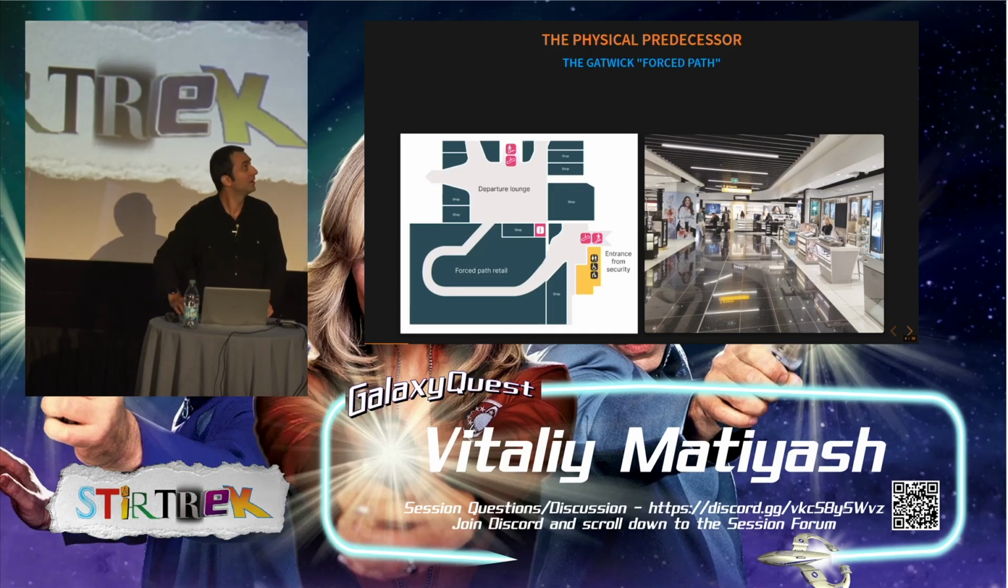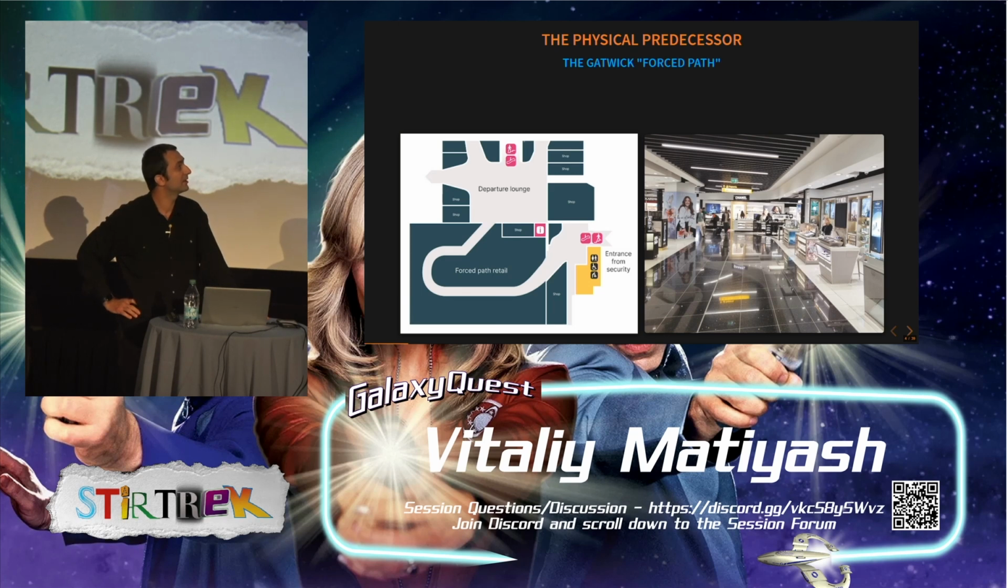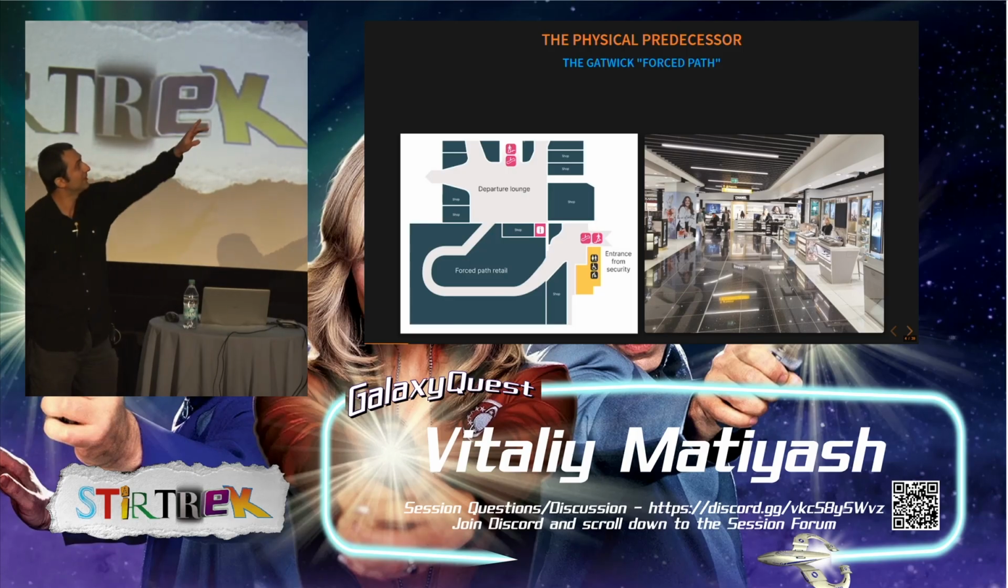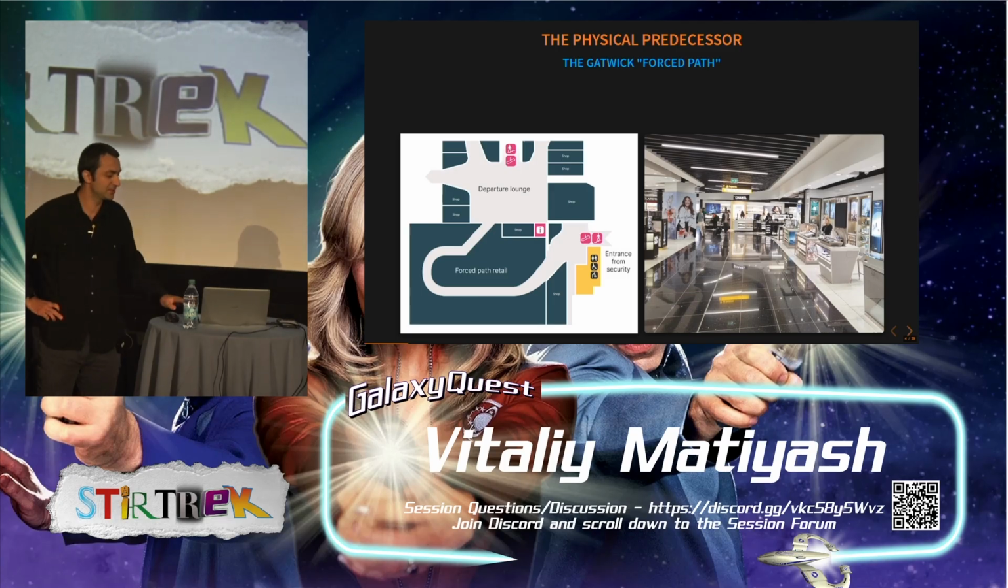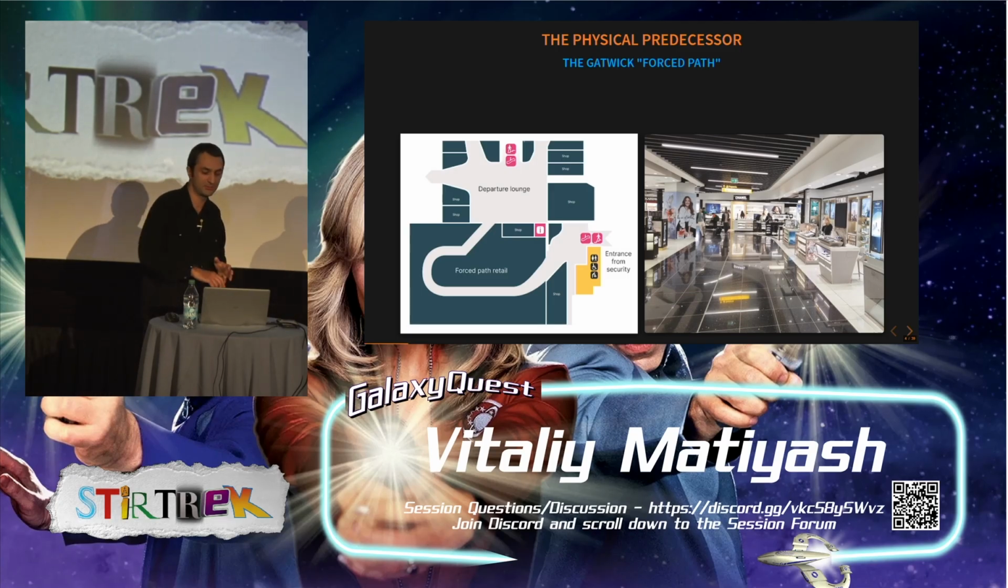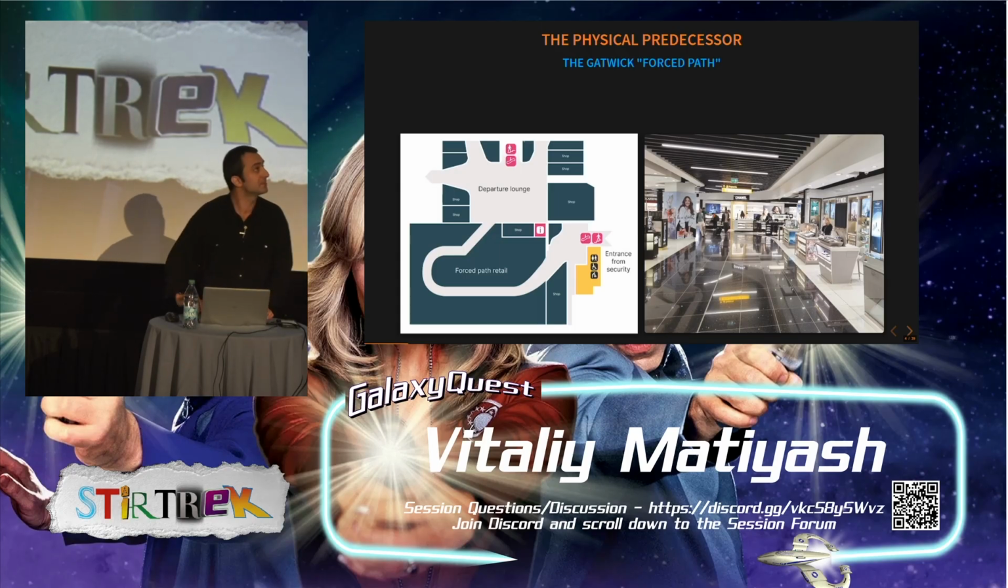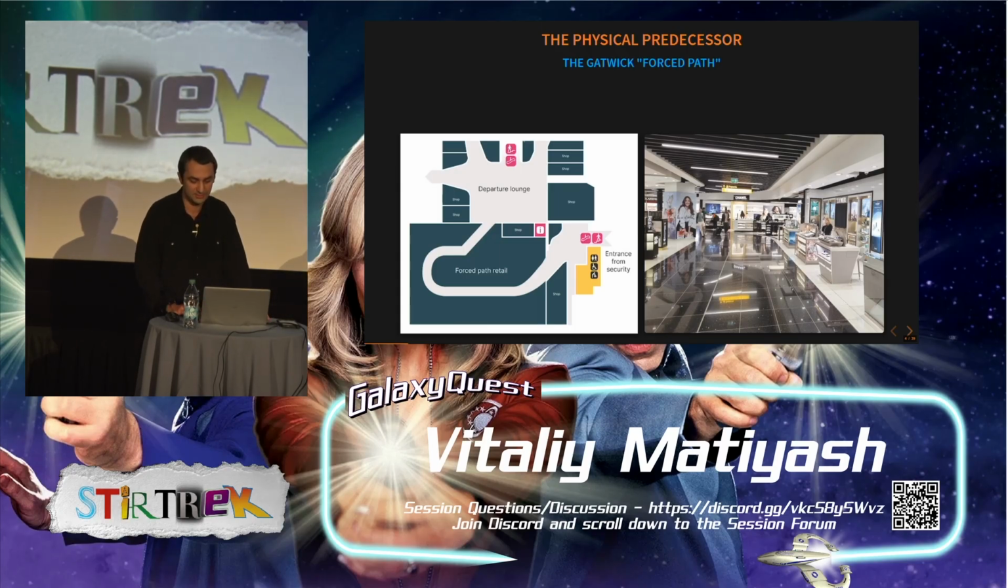So on the picture here, you see Gatwick Airport in London, and on the left, you see how it's laid out. The yellow is where you enter from security once you pass the security check. And when you're trying to go to your departure lounge, you actually have to go through all the shops and stores and boutiques and duty-free. You cannot just go to your gate.